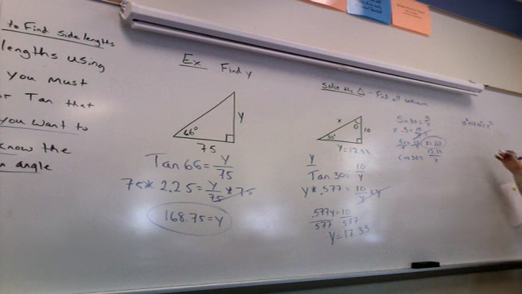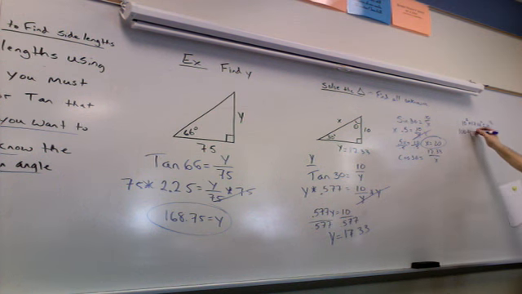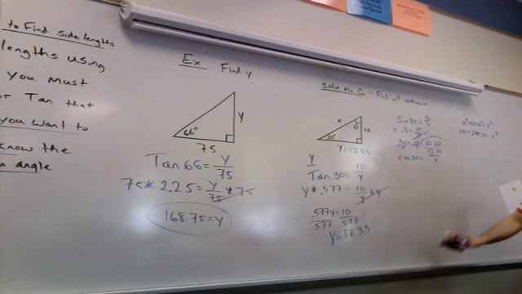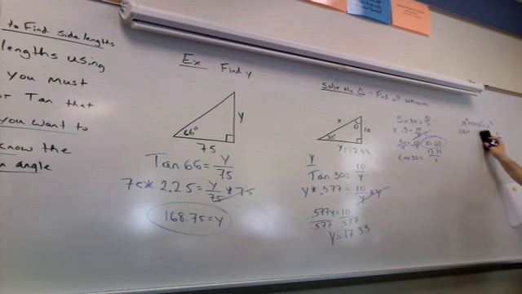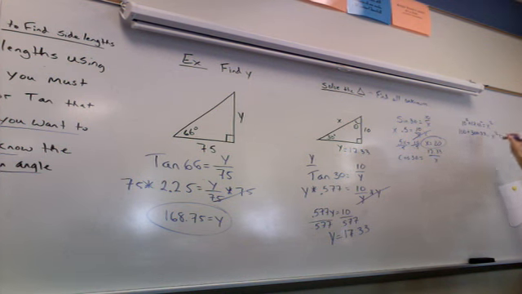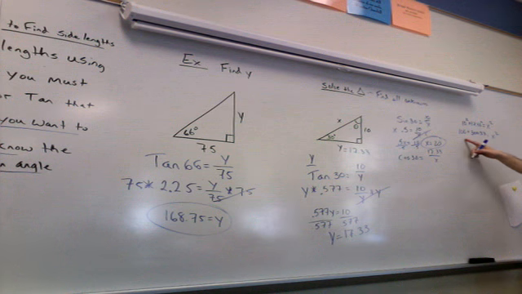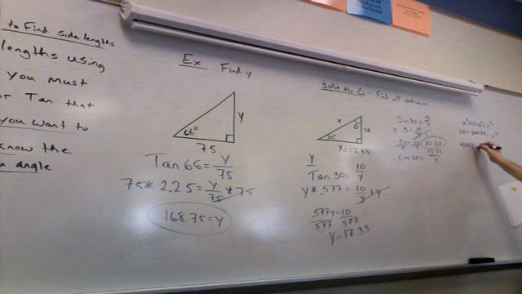10 squared is what? 100. 17.33 squared is, get it in my head, what is it? 300.33. That's fine. All right. Now, I combine these and I get 400.33, right?